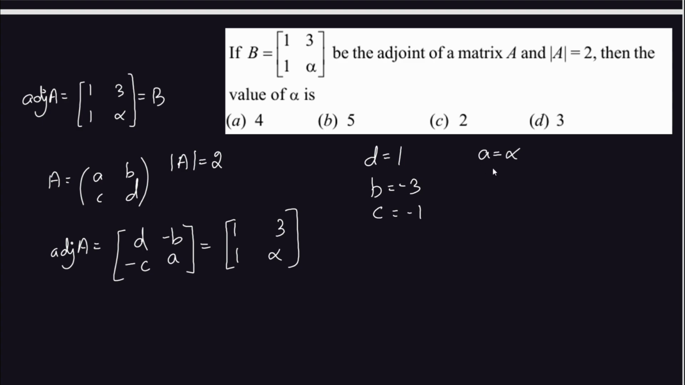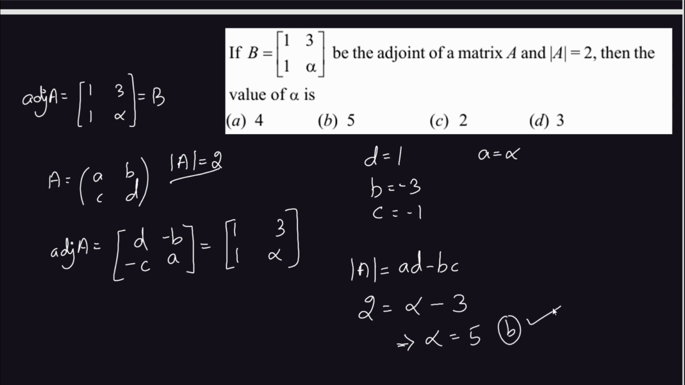I have got these values. Now I have this condition, determinant of A equals 2. So what is determinant of A? For the general formula, it is ad minus bc. Determinant value is given as 2. What is a into d? d is 1. So 1 into alpha is alpha. Minus what is b into c? 3 into 1 is 3. Minus into minus is plus. So this is 3. So what will be alpha now? This implies alpha is equal to 2 plus 3, that is 5. So option B is the correct answer.